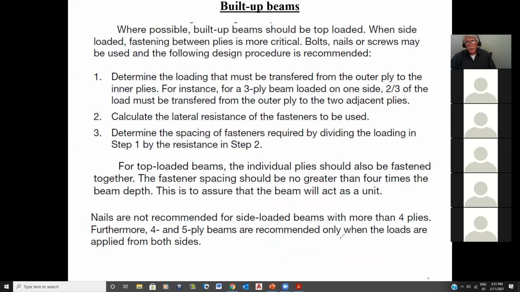Any questions here? So guys, if ever you decide to side load something, come back and read these notes very carefully, okay? And make sure you follow these instructions to the T, okay?